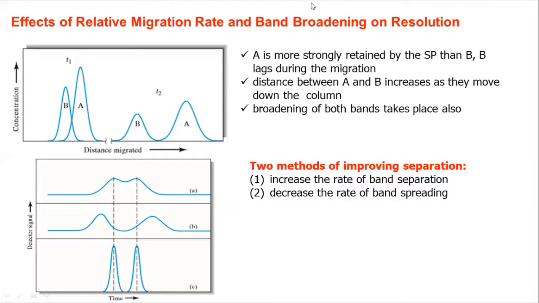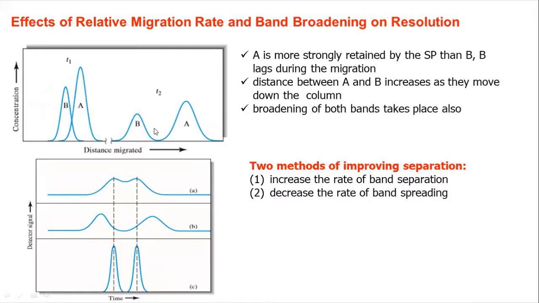So as you can see in the chromatogram, so for a chromatogram, C0 times 0 is diri nga axis. Okay? So kay si B man ang mas una nga nigawas sa column, meaning si B mas less iyang interaction with the stationary phase, and A is more strongly retained by the stationary phase. So B lags during the migration.